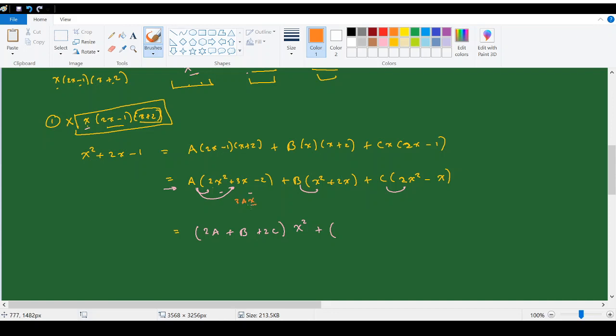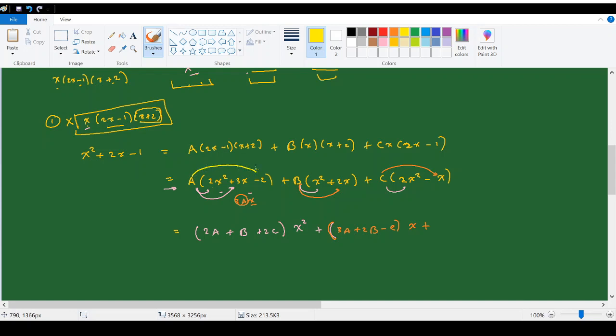3ax acts as a coefficient for x, right? So we are writing down all the coefficients of x together, and here we wrote all the coefficients of x squared together. And when it comes to x, here it becomes 3a, and here we have 2b, right? 2b, and in here you have negative c, right?